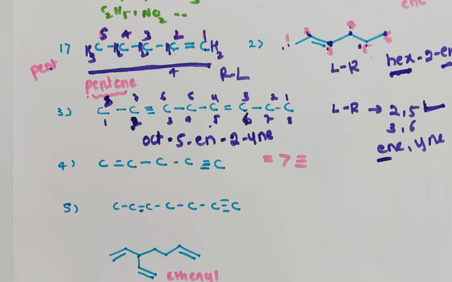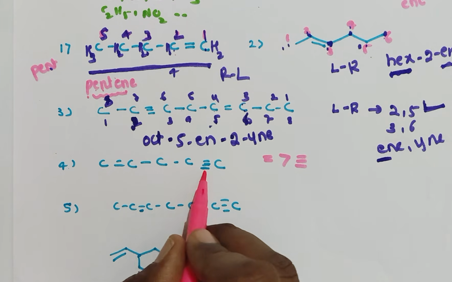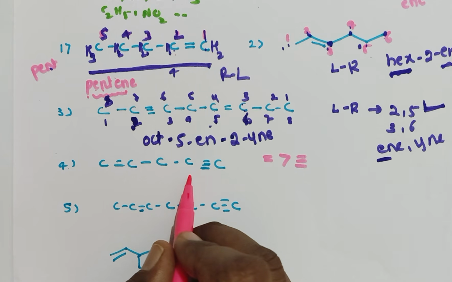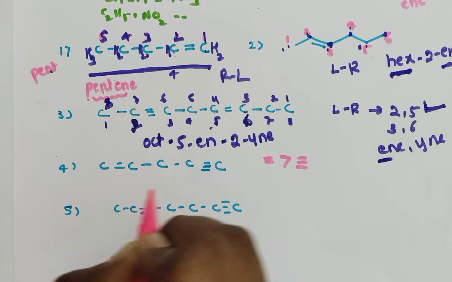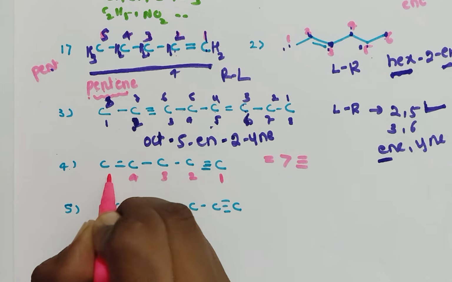Okay, same basic rule, apply the basic rule. What is first rule? Select the longest chain, only one chain is there. And second rule is that numbering the carbon atom, numbering is done in such a way that the double and triple bond carbon atom gets the lowest possible number. Okay, so numbering the carbon atom from both sides, 1 2 3 4 5.